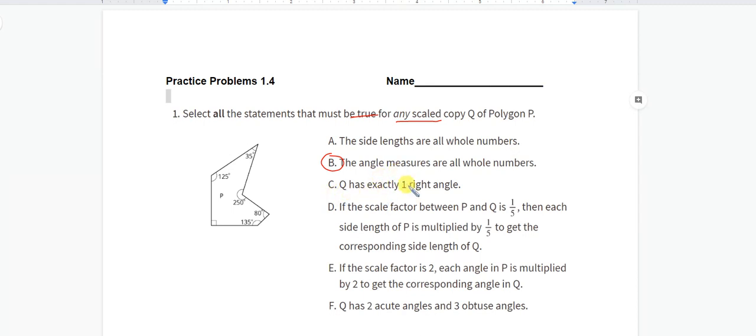Now, Q, which is the one that we're going to draw, has exactly one right angle. Well, our original has exactly one right angle, so the scaled copy of it would too, since the angles do not change.